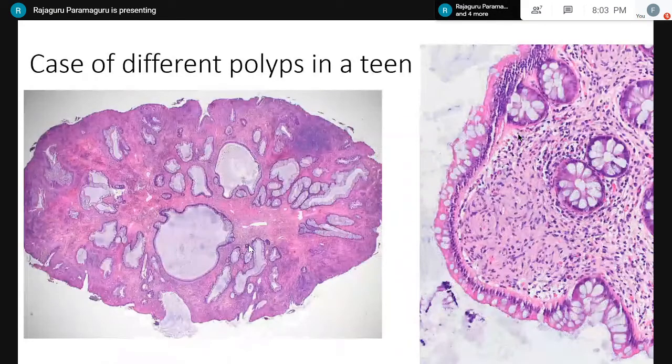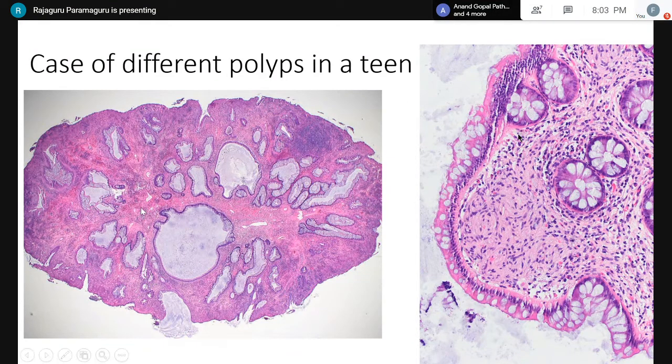So I'm going to show a case of different polyps in a teen, mainly in the colon. Here you can see a polyp showing hyperplastic crypts, which are irregularly dilated and branched. You see some amount of chronic inflammation in the lamina propria. So this is a juvenile type of polyp. As I told, this is a teen, so don't confuse it with the inflammatory polyp.